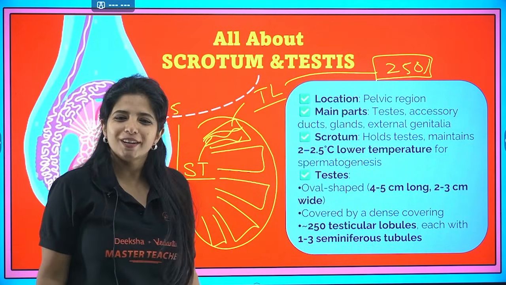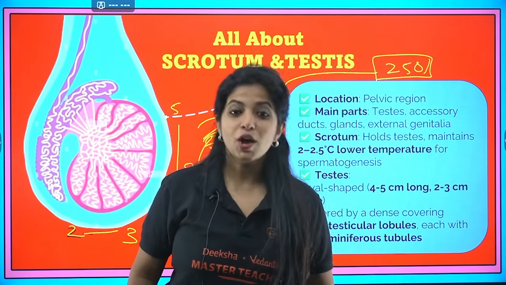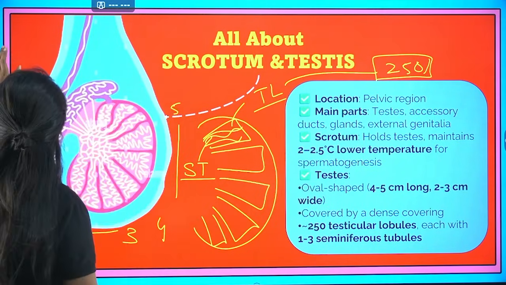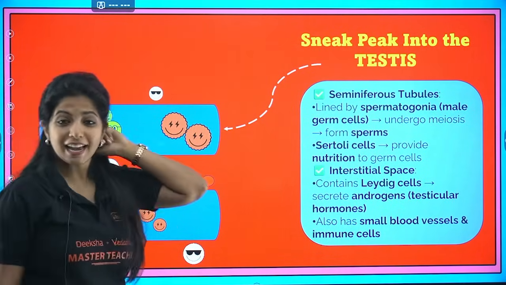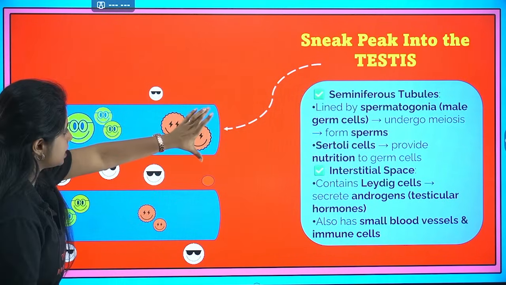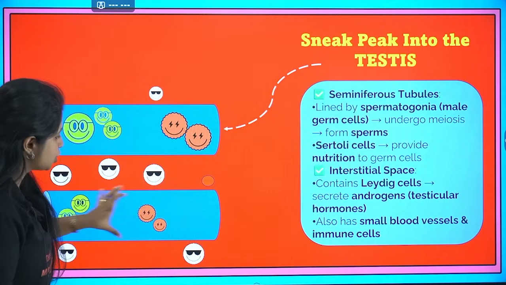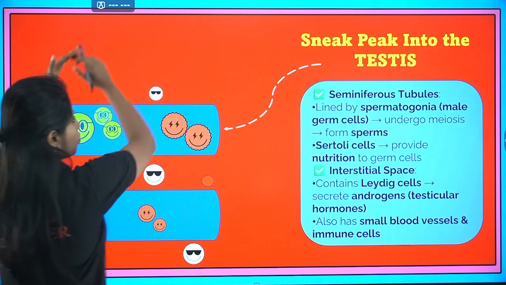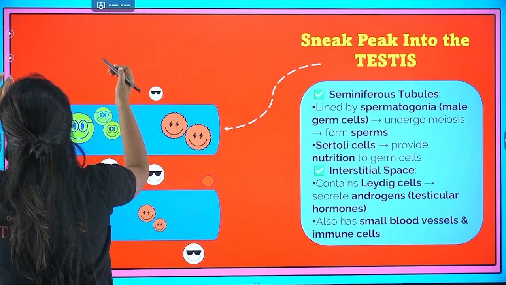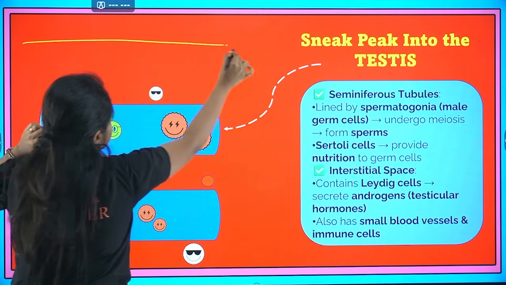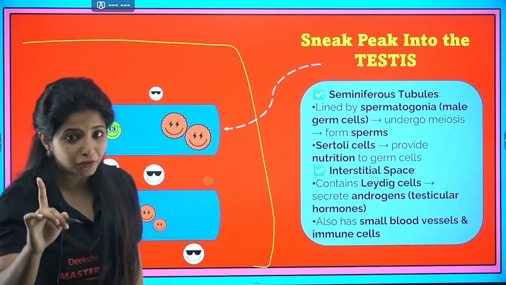Now you might be thinking, what is happening in the seminiferous tubule? Why is it important? That is a very important thing that we should know, so let's get into it. Suppose this is a seminiferous tubule and this is also a seminiferous tubule. This whole thing is one testicular lobule, and you have 250 of them.